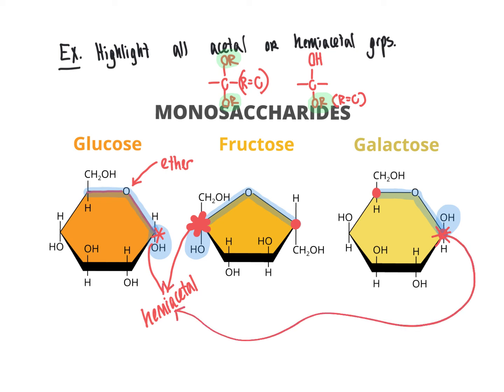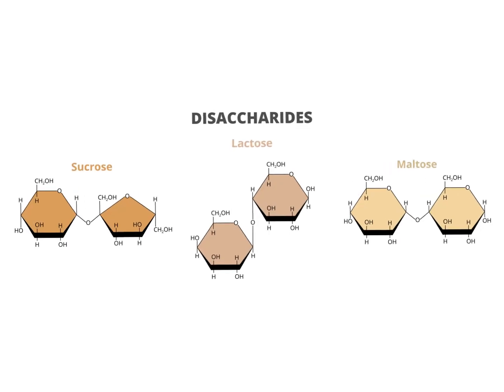So we notice with each of these 3 monosaccharides that they all share a hemiacetal group. And that is common amongst a variety of monosaccharides, not just these 3. Analogously, we can take a look at disaccharides, which are structures that have 2 sugar units joined together, such as sucrose, lactose, and maltose, shown here on our screen now.